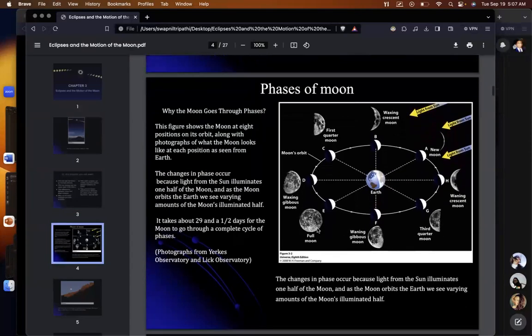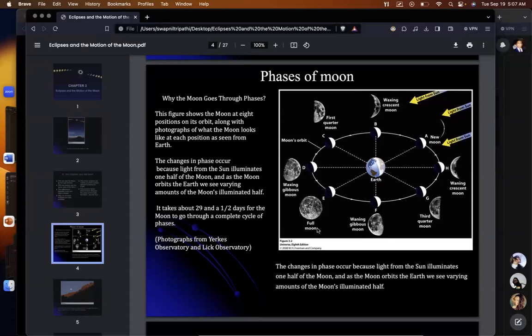So here are the phases of the moon. The moon goes through a cycle. When it starts out, it's really small. Here it starts at A, and that is called new moon. And then it goes through all these phases. It gets bigger, bigger, bigger, gets to the maximum size, which we call the full moon. And then it decreases, decreases, decreases until it becomes the new moon.